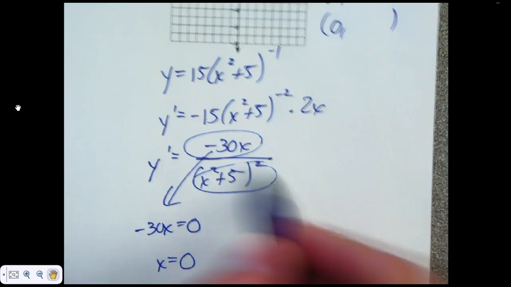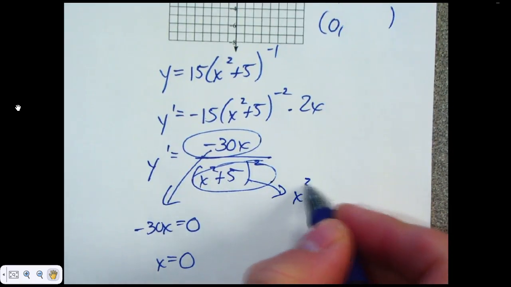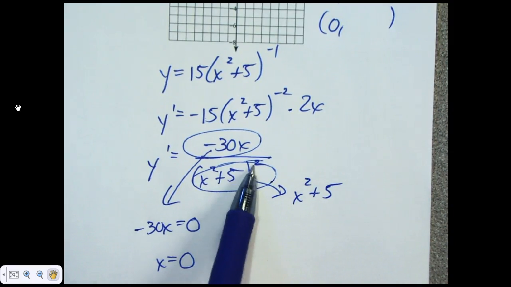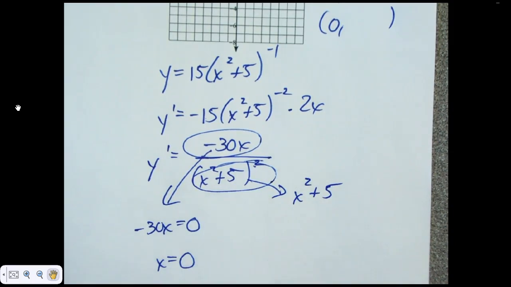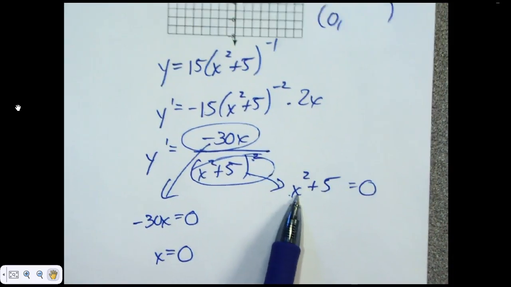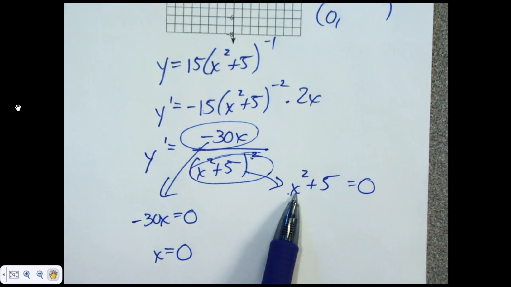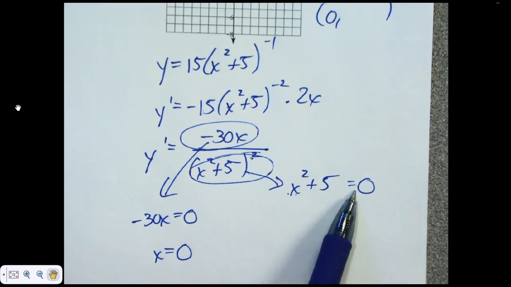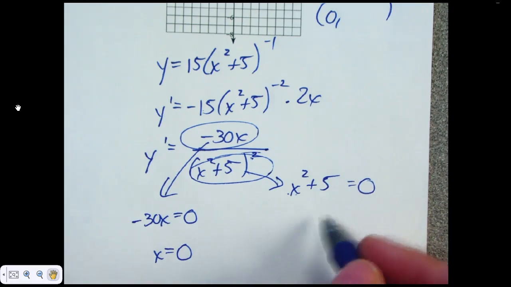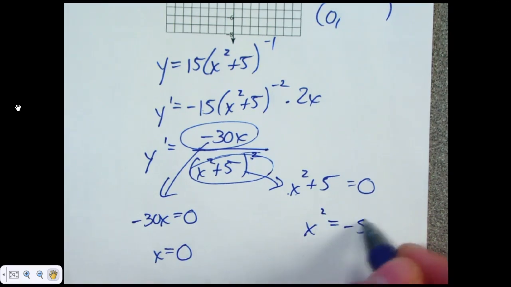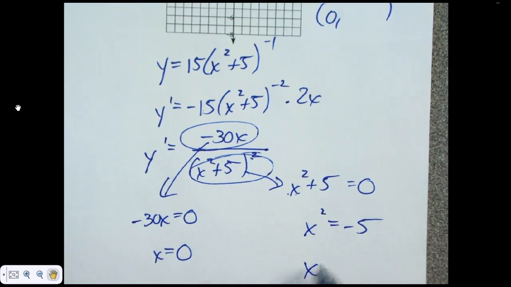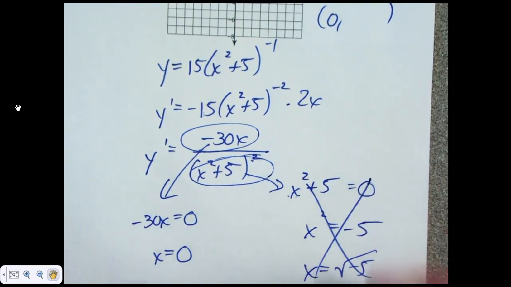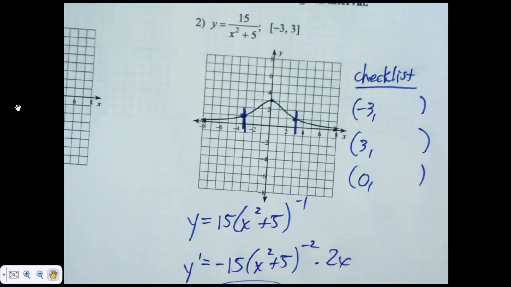And then I'm also going to set the bottom equal to 0. Remember that squared doesn't matter, because you would just square root both sides and get 0. And this is impossible. If I square a number, it's going to be 0 or positive, right? And then if I add 5 to an already positive number, can I get back to 0? It's not going to work. Or you can look at it this way and say, okay, take the square root of both sides, and then you get the square root of the negative. So that doesn't work. So we got 3 things in our checklist.